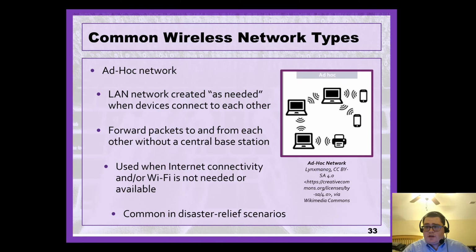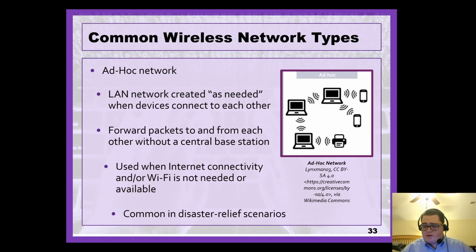This one's one of the unique ones. It's an ad hoc network. This is a LAN network that's typically created as needed. And they forward packets to and from each other without a central base station. They're commonly used when internet connectivity or Wi-Fi is not needed or available, such as in disaster relief scenarios. And this image over here is a brief image that shows what an ad hoc network may look like.